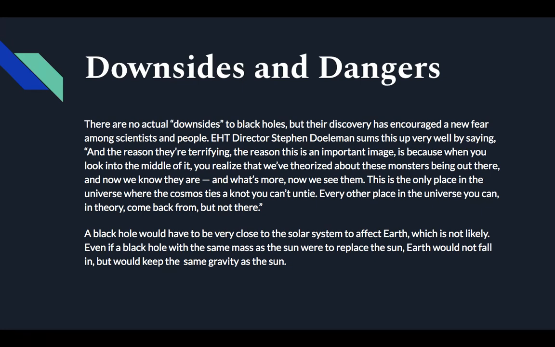This is the only place in the universe where the cosmos tie a knot you can't untie. Every other place in the universe you can, in theory, come back from, but not here." And also, a black hole would have to be very close to the solar system to affect Earth, which is not likely. And if a black hole were to replace the sun once it collapses, the Earth would not fall in because the black hole would keep the same gravity as the sun, and therefore Earth would remain in its same orbit.